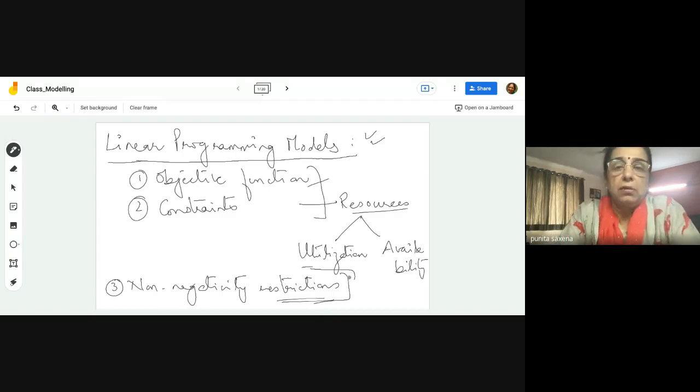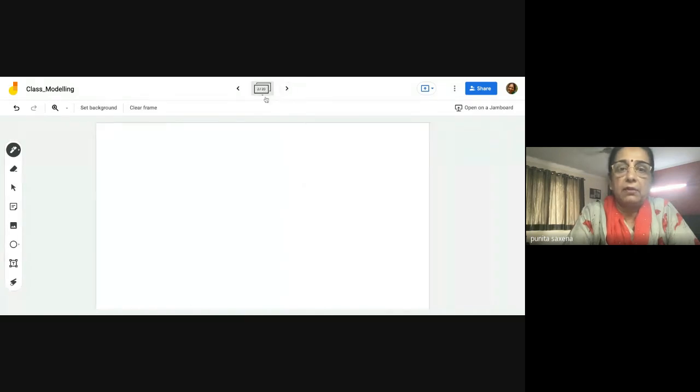Now, this is what the body of the model should look like. So when we are given a real life situation, we have to convert that real life situation into a mathematical model or a mathematical problem whose body should look like this. And then we have to solve. Like in the very first class, I said we are doing modeling now.